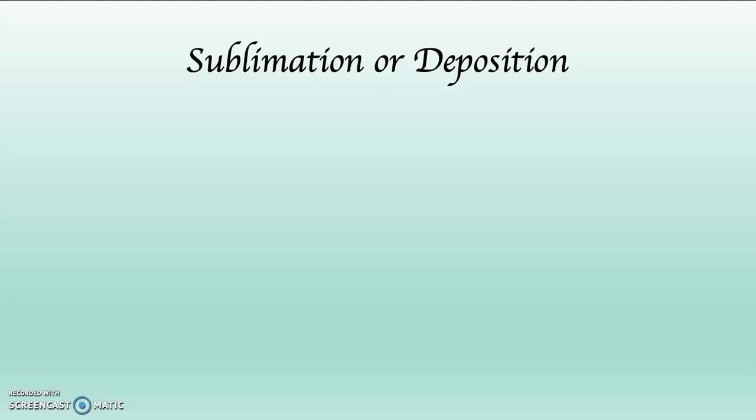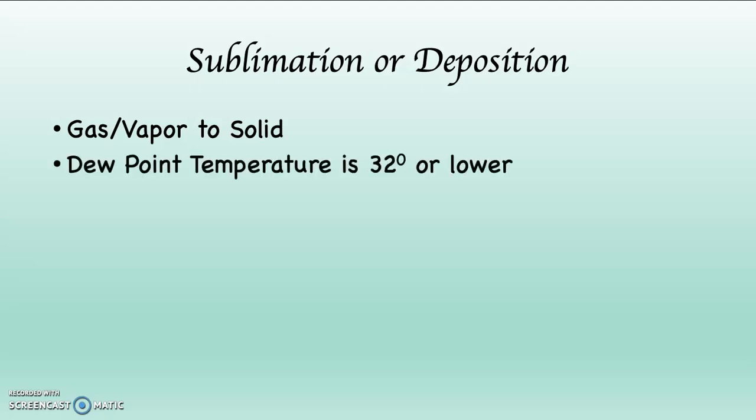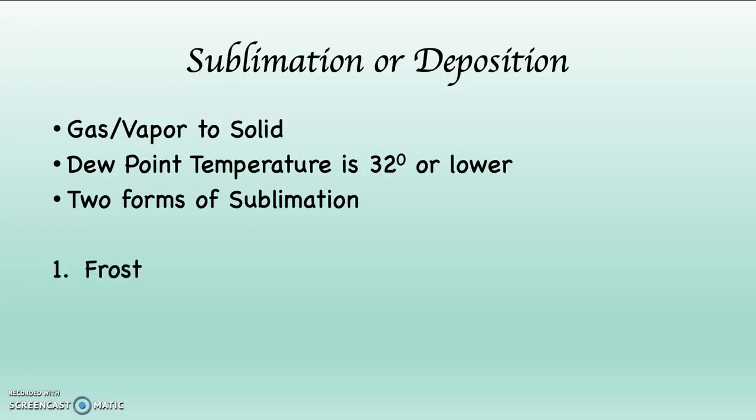Sublimation or deposition, the choice is yours. At least in this class, the choice is yours. What is this? It occurs when water goes from a gas or vapor, synonyms of course, into a solid, bypassing the liquid state. In order for this to happen, the dew point temperature has to be 32 degrees or lower. For our purposes, there are two forms of sublimation. Here's what they are: frost and snow.